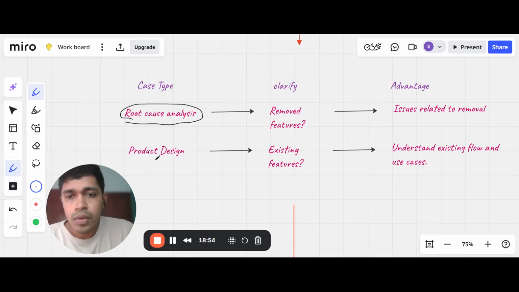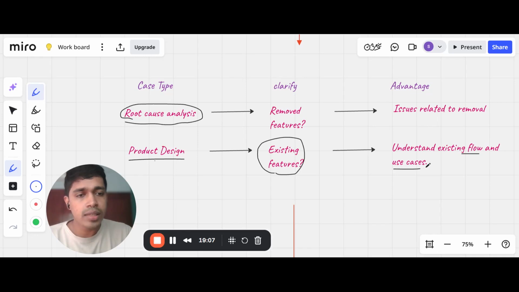Or in case of a design problem, you can clarify about the existing features to understand the current flow, user flow, and what the use cases are. According to those current user flows and use cases, you can integrate a new feature into that product itself. So if the question is about designing a new feature, you can ask these kinds of questions about existing features.